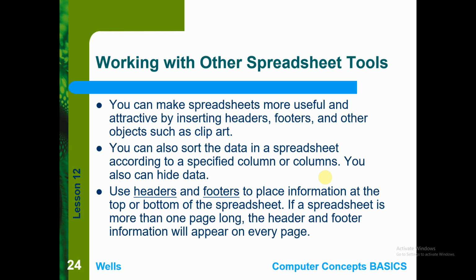So you can make spreadsheets more useful and attractive by adding headers, footers, and other objects such as clip art. You can also sort the data in a spreadsheet according to specified columns, and you can hide data by the same method of clicking a column or row, then right click and you will see hide. Using headers and footers places information at the top or bottom of the spreadsheet. If it is more than one page long, that is the purpose of the header and footer: it appears as additional info and a sort of formality for every spreadsheet page.